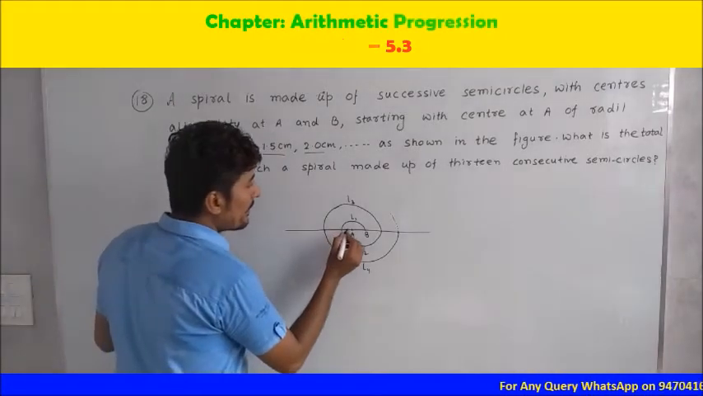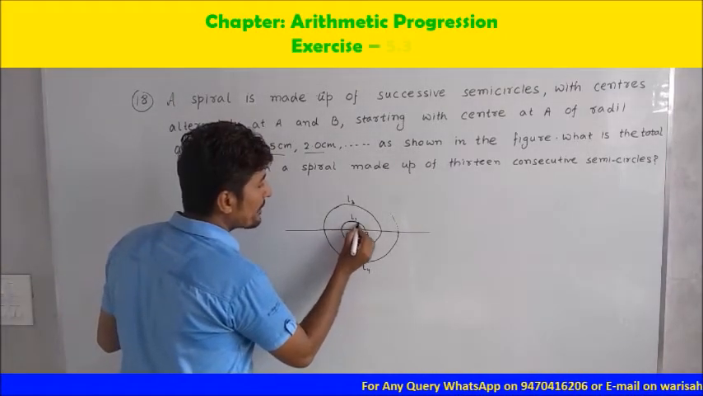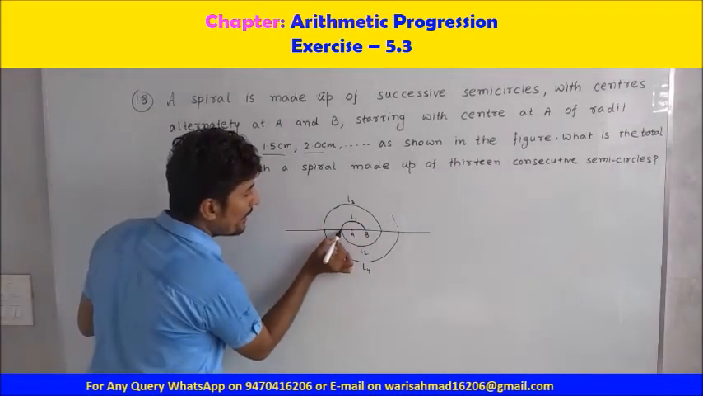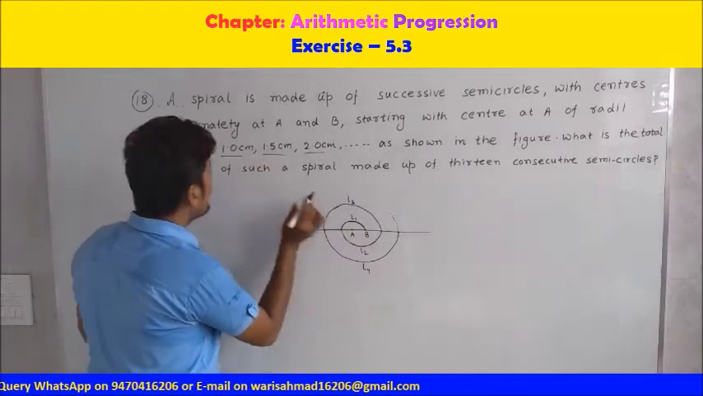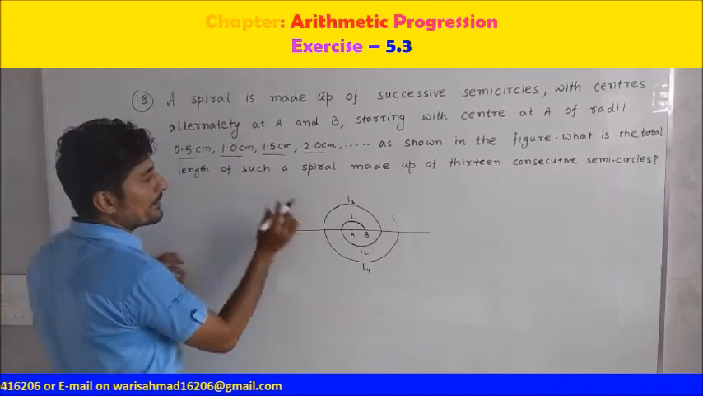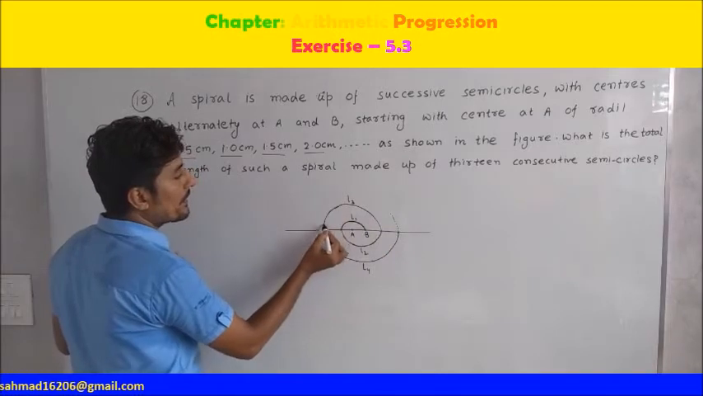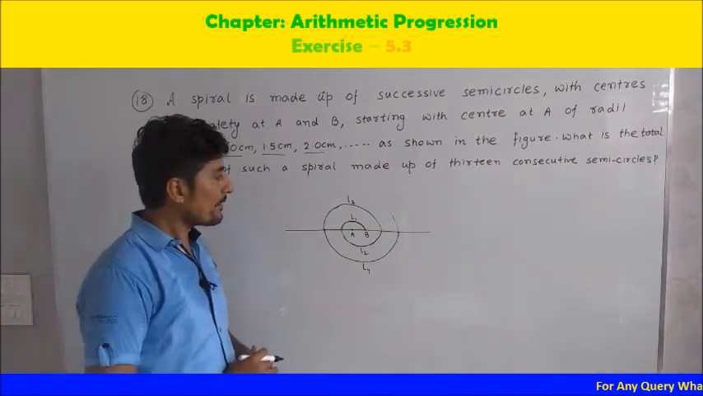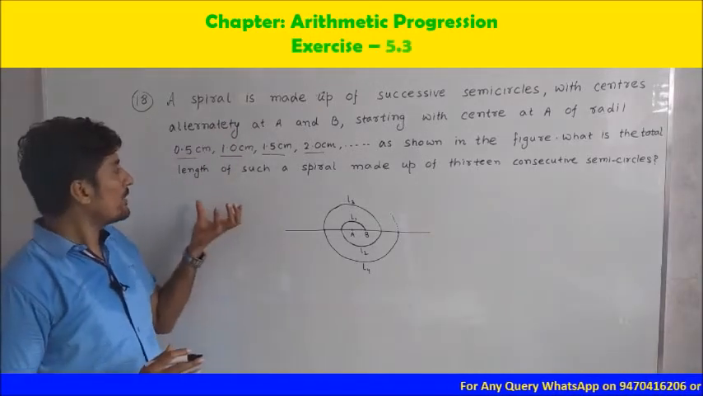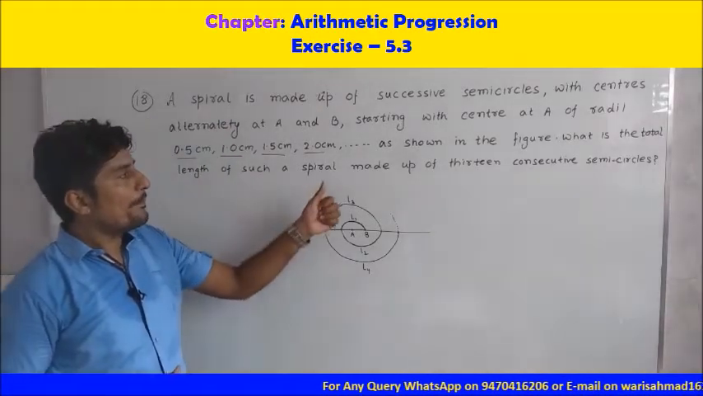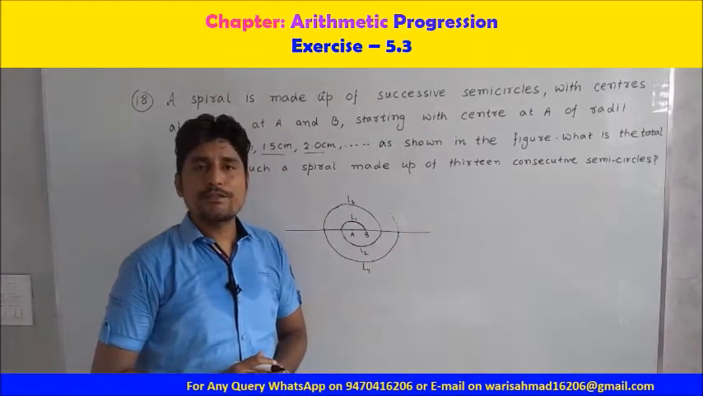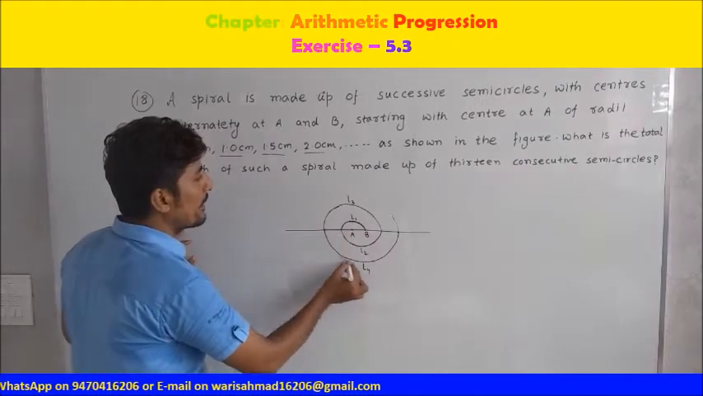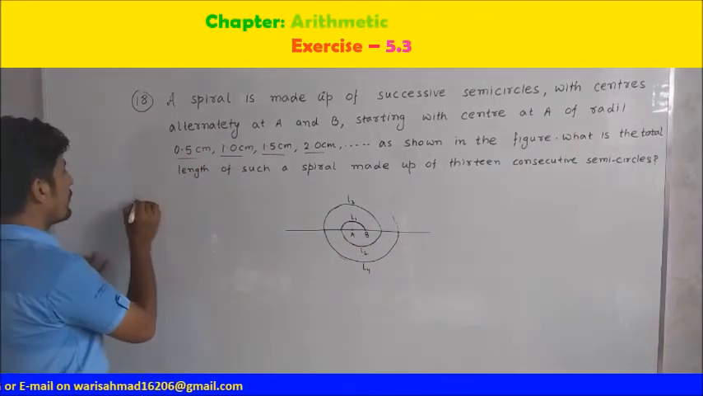It means that the radius of the very first semicircle is given as 0.5 centimeter. Radius of the second semicircle is given 1.0 centimeter. Radius of the third semicircle is given 1.5 centimeter, and so on. So we have to find out the total length of the spiral made up of 13 consecutive semicircles, means we have to find the sum of all these lengths. So let us see the solution of this question.